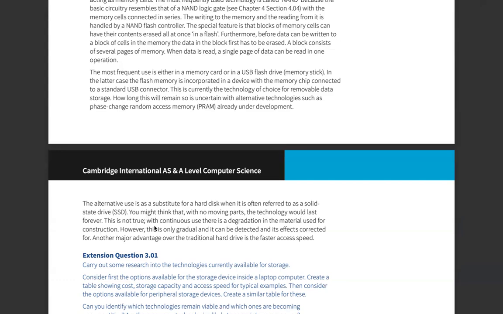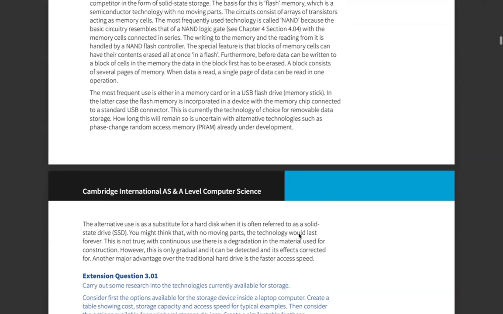This is not true with continuous use. There is a degradation in the material used for the construction. However, this is only gradual and it can be detected and its effects corrected for. Another major advantage over the traditional hard drive is the faster access speed as well.